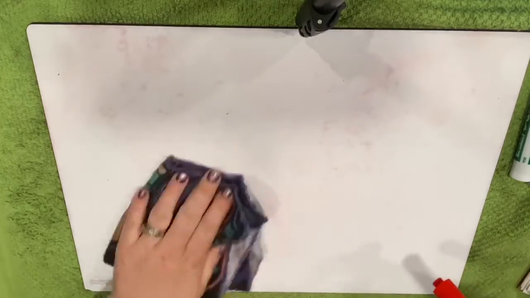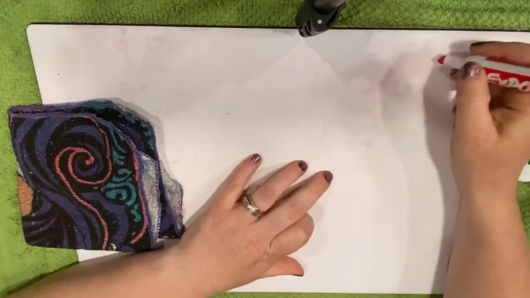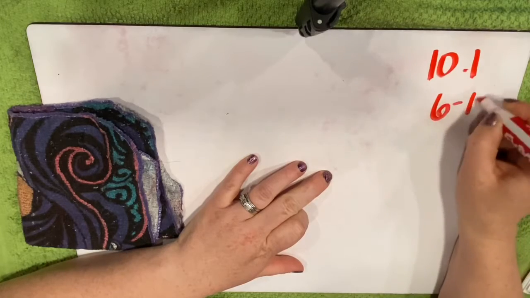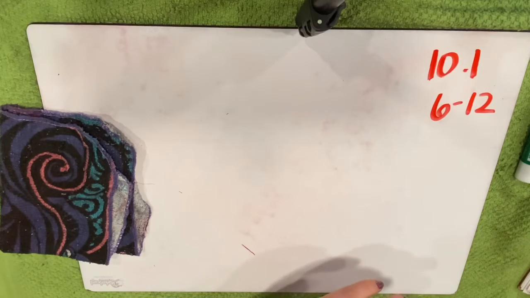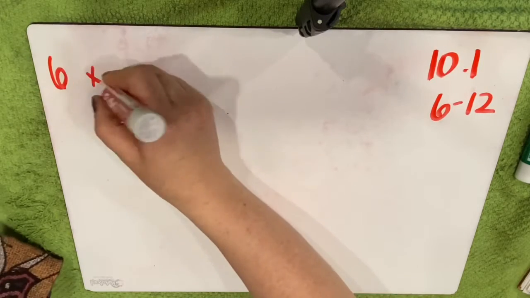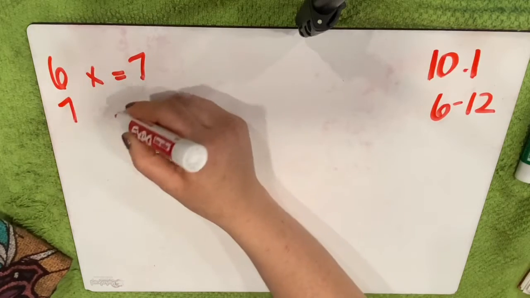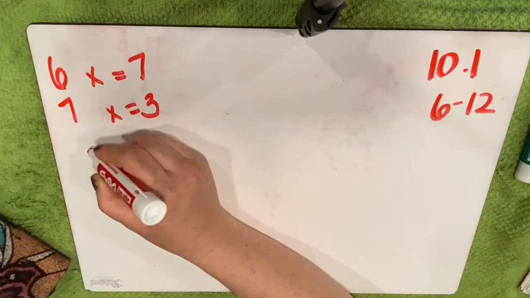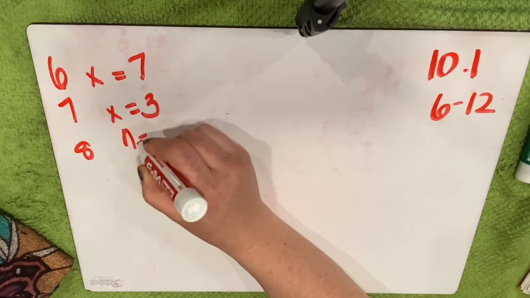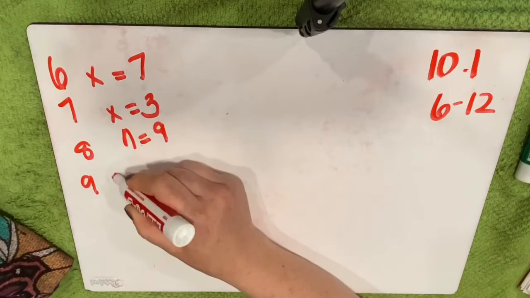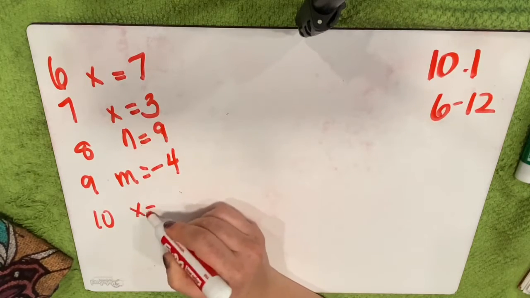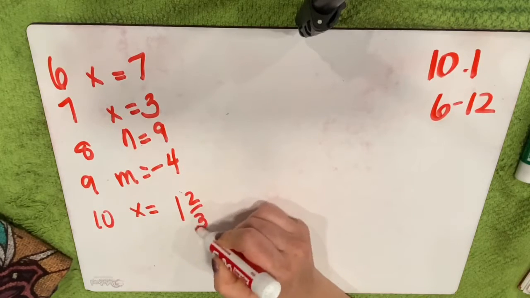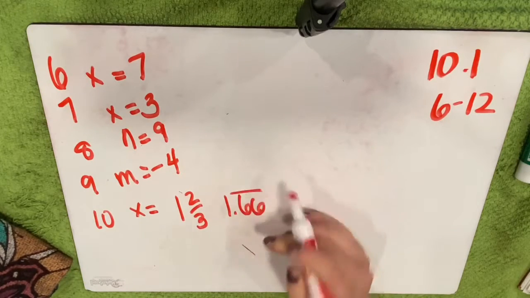Okay, we are going to be grading yesterday's, which was 10.1, 6 through 12. 7 problems, super easy. Okay. 6. X equals 7. 7. X equals 3. 8. N equals 9. 9. M equals -4. 10. X equals 1 2/3, or if you have 1.66 repeating, that's the same thing.